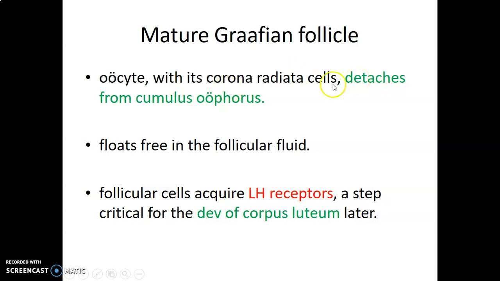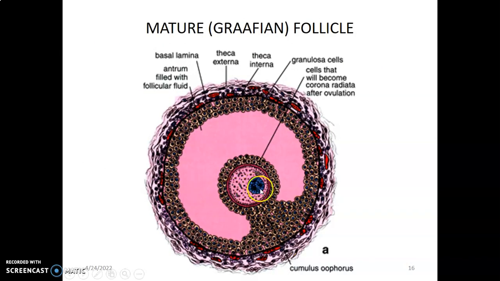So in a mature Graafian follicle, the oocyte with its corona radiata cells will detach from the cumulus oophorus. Then it's now freely floating within the follicular fluid. The follicular cells now will acquire an LH receptor, and this is critical for the development of the corpus luteum later. So you detach at the cumulus oophorus. This now floats freely, awaiting ovulation. And these are the theca interna cells that carry out steroid synthesis, theca externa cells that are connective tissue cells. Okay, this is the corona radiata, this is the cumulus oophorus.